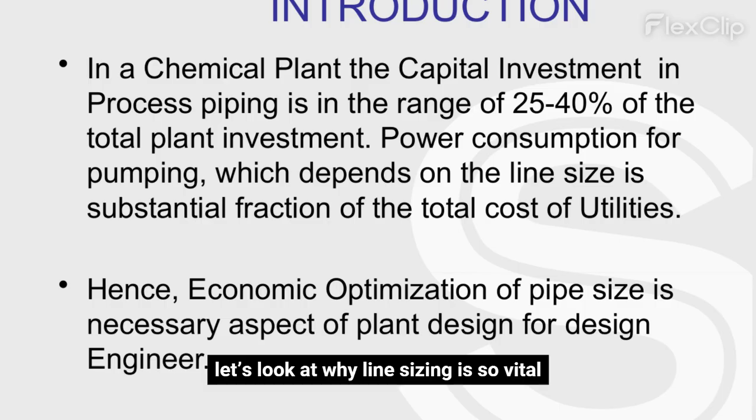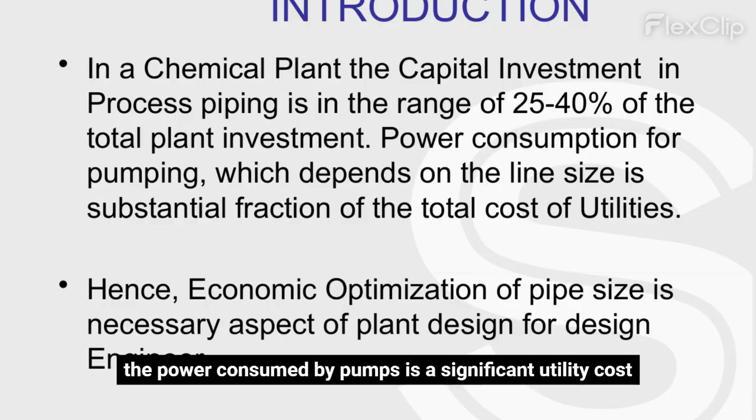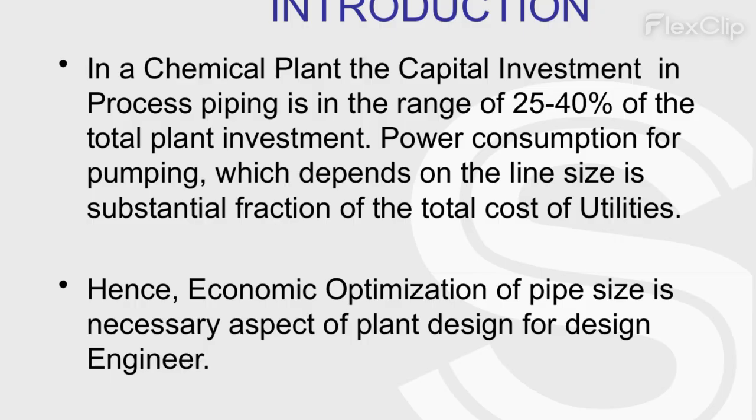To begin, let's look at why line sizing is so vital. In a typical chemical plant, piping accounts for a massive 25% to 40% of the total capital investment. Furthermore, the power consumed by pumps is a significant utility cost, and this is directly dictated by the line size chosen. Therefore, economic optimization isn't just a technical task, it's a financial necessity for any design engineer.